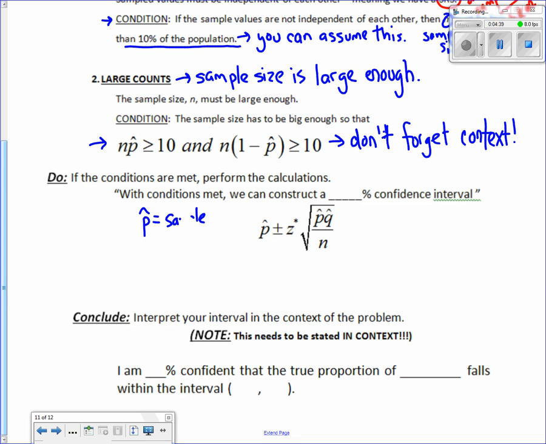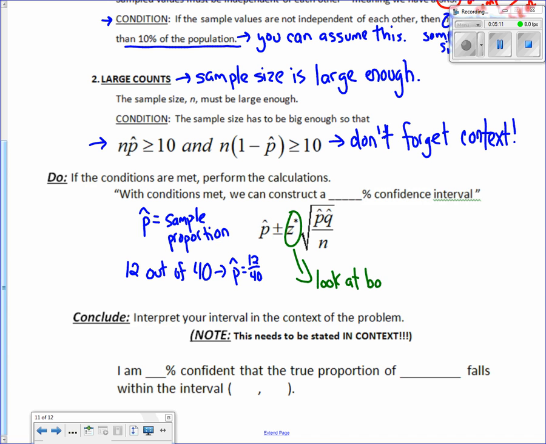So, sample proportion. Now, I was having a conversation with Ms. Hankins, and some students were getting confused on what the proportion was. If it said like 12 out of 40, that means that your proportion, p hat, is 12 over 40. Z star, you can find that at the bottom of the t-table.